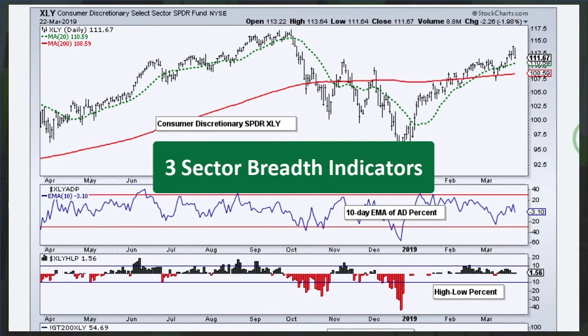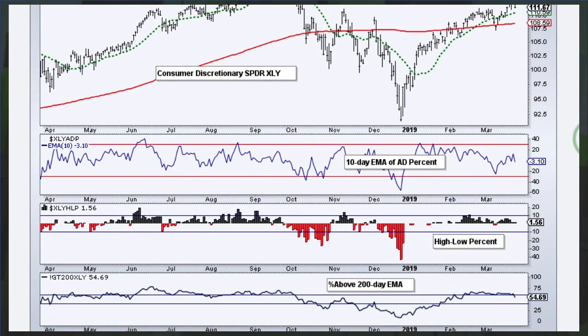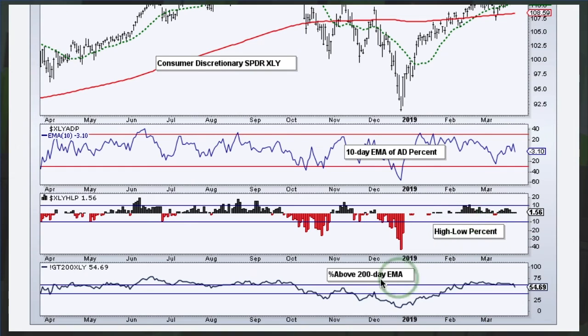Now, the same breadth indicators that I showed you at the beginning, the 10-day EMA of ADP, the HighLow Percent indicator, and the percentage above the 200-day EMA, those indicators can be charted for each of the 11 sector SPDRs. And I've got 3 of them on one chart here for XLY. There you can see XLY ADP. So you just substitute out the sector symbol if you want technology, XLK ADP. Then we have HighLow Percent, XLY HLP, and we have the percentage of stocks above the 200-day EMA.